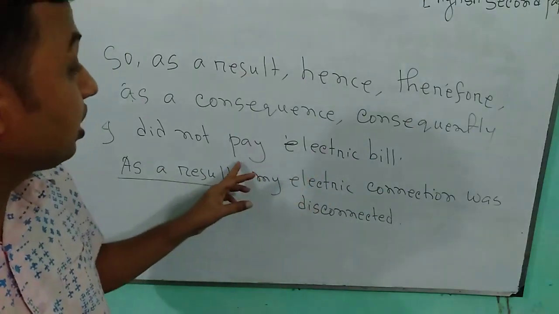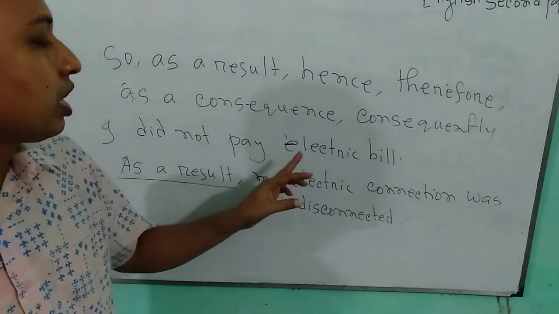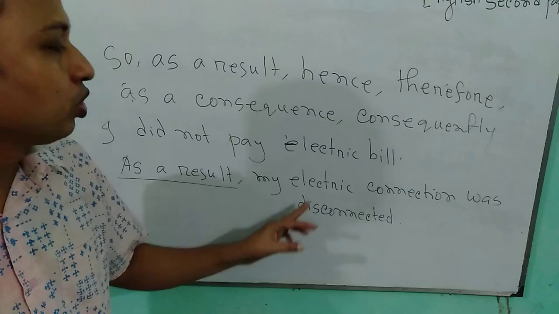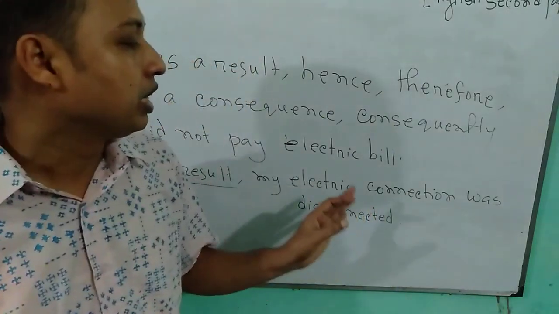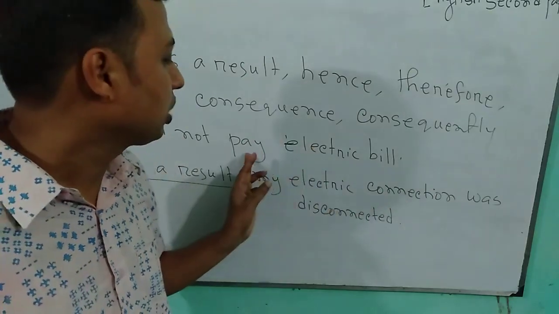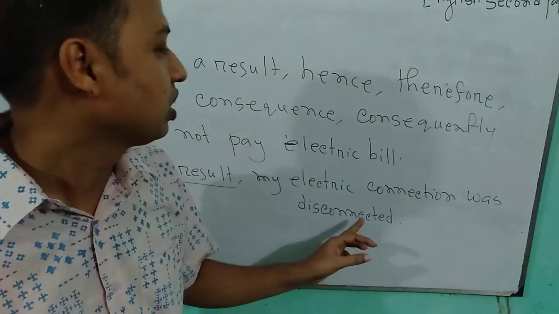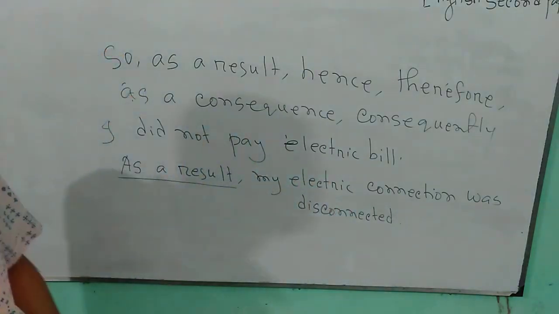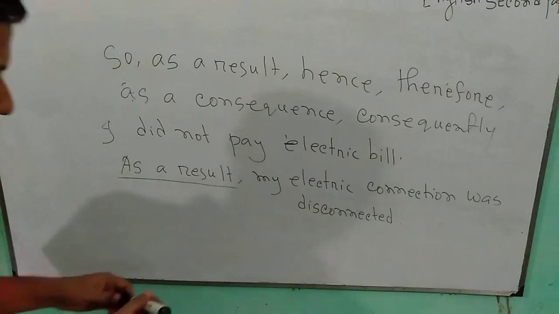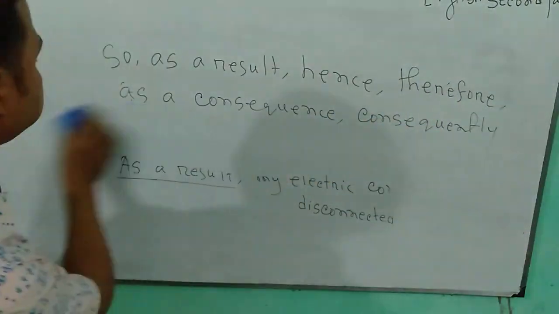The first sentence shows an action and the second sentence shows a result. When a relationship between action and a result happens between two sentences, we use these linking words. I would like to give you one more example.